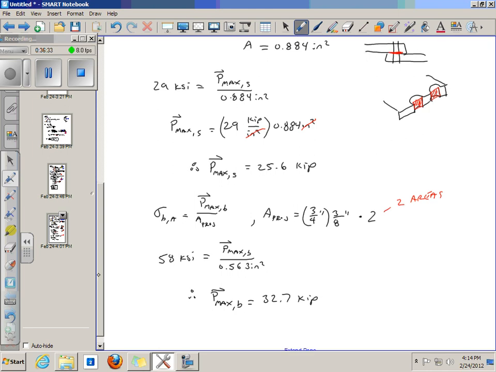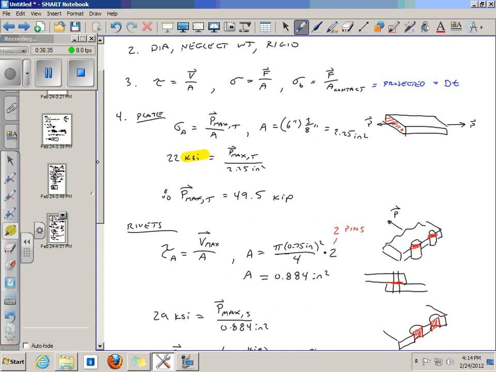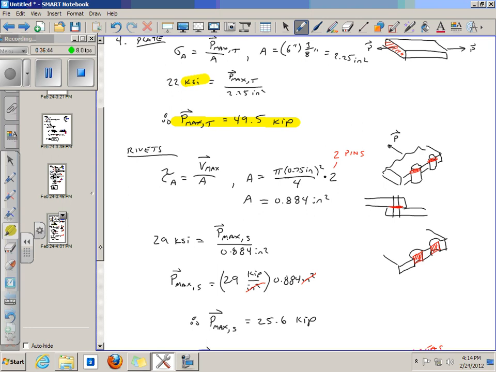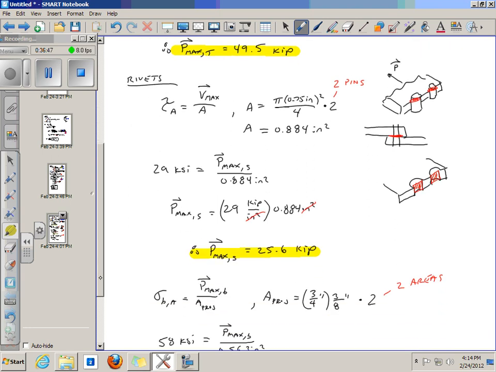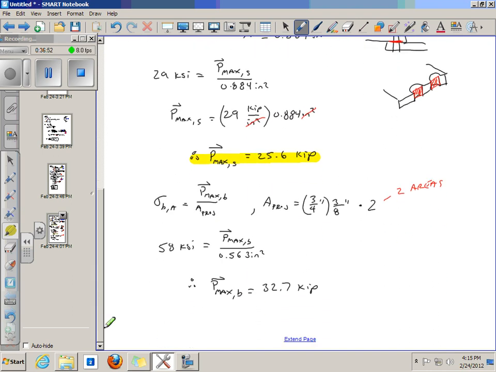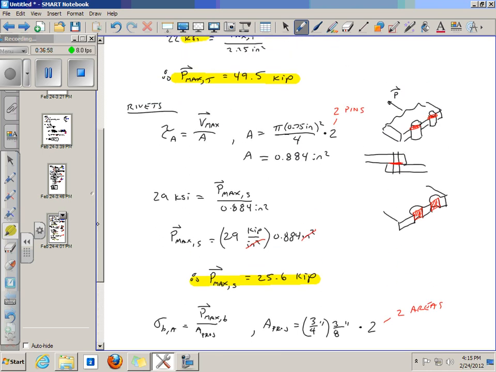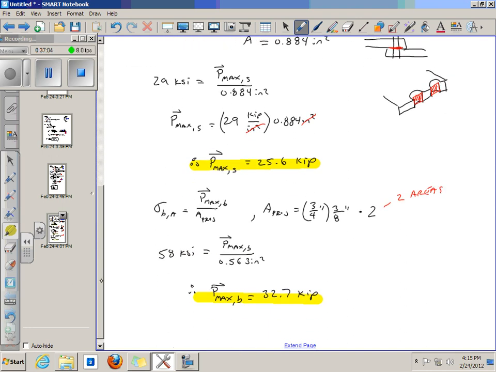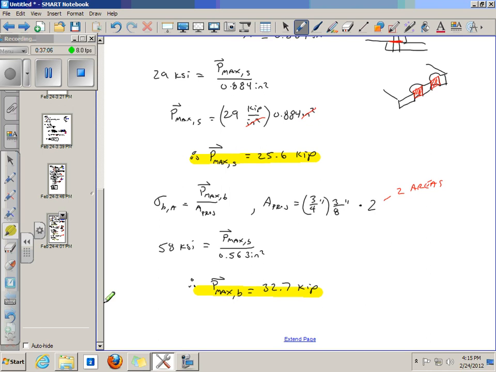Okay, we've got three values of P. To fail the plate in tension, we'd need 49.5 kips. To fail the rivet in shear, we would need 25.6 kips. Remember, that's the force P applied to the plate. And to fail this in bearing, it would take 32.7 kips. So if I apply 49.5 kips, that's more than 25.6, so I would have sheared those pins, and it's also more than bearing, so I would have crushed something. Obviously it would have sheared first because that's the lowest one.